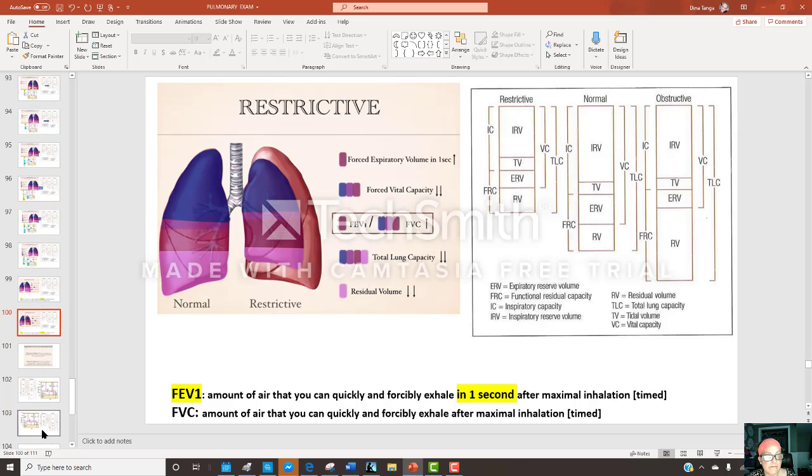In restrictive pulmonary diseases, your forced expiratory volume in 1 second is going to be increased. So this part right here is going to be increased, restrictive. Your forced vital capacity is going to be decreased, these three together. So increased divided by all of this is going to be increased. Your total lung capacity is going to be decreased, and your residual volume is going to be decreased.